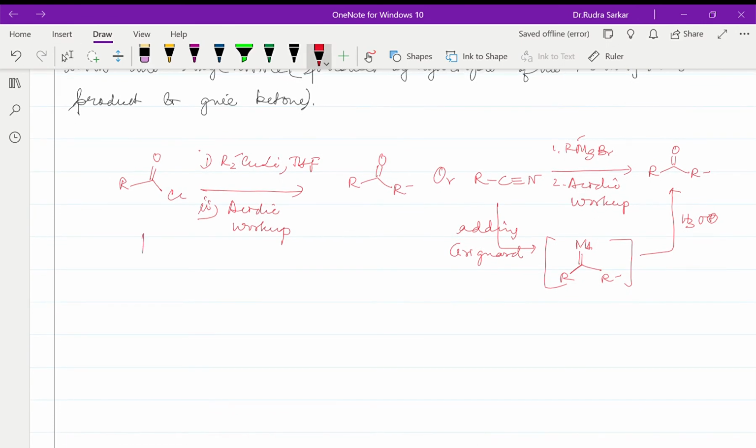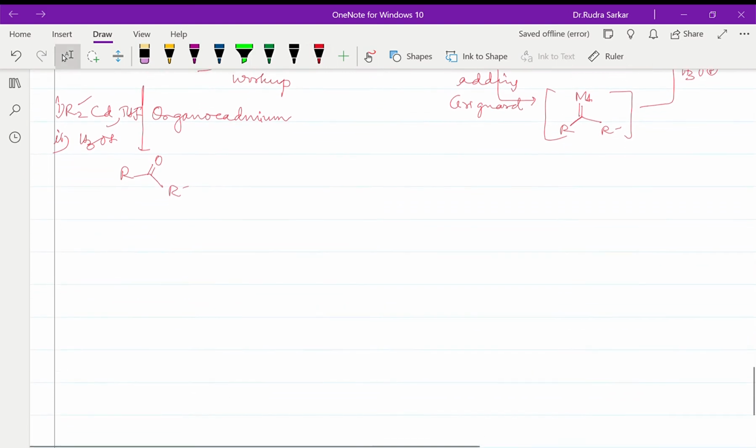One may also use organocadmium to achieve this synthesis, in which one can use R2Cd in THF followed by the acidic workup, and that also will give us our desired ketone. Okay, so these can be used.